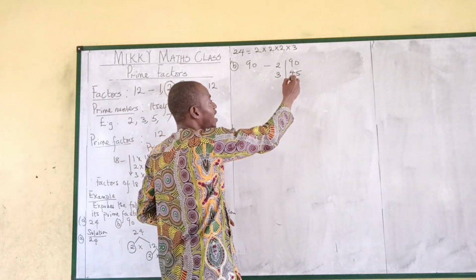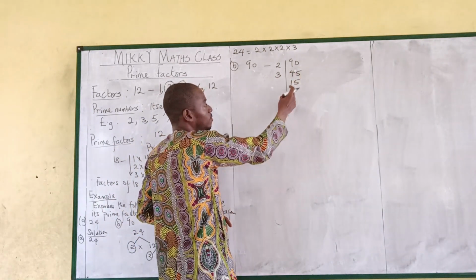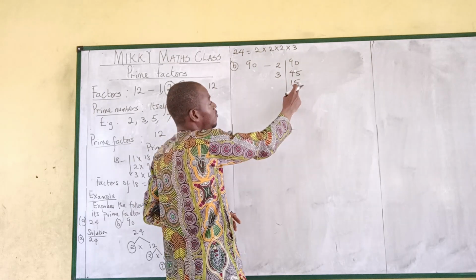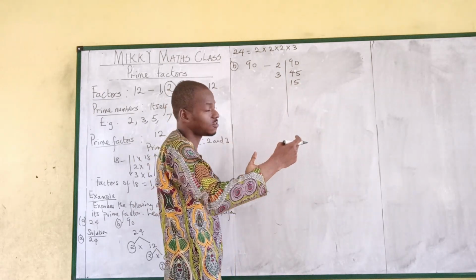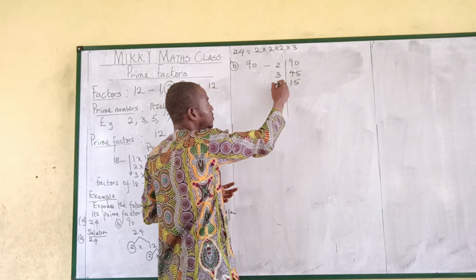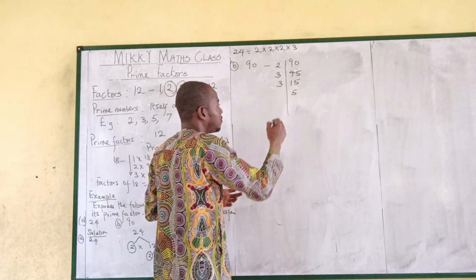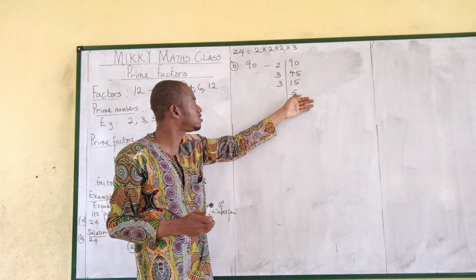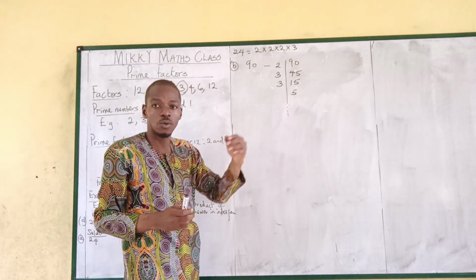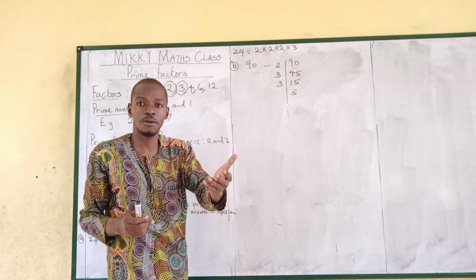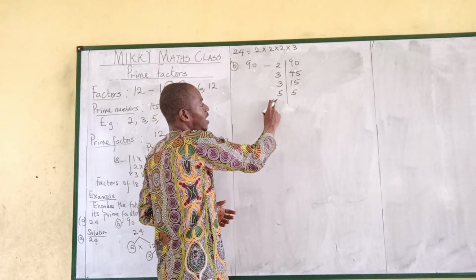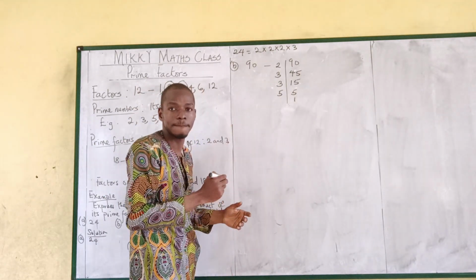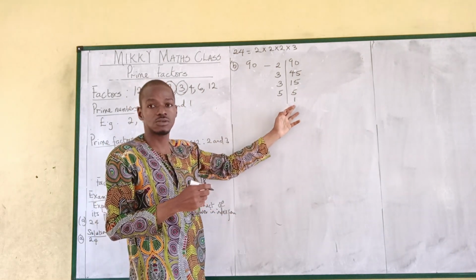So 3 in 45, you have 15. Let's test again. 5 plus 1, you have 6. 3 can divide 6. That means 3 can divide 15. 3 in 15, 5. Now we got to this point: 3 cannot divide 5. We go to the next prime number. The next prime number is what? 5. 5 in 5, 1. We are left with 1.